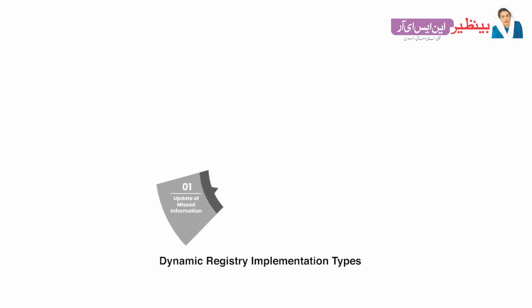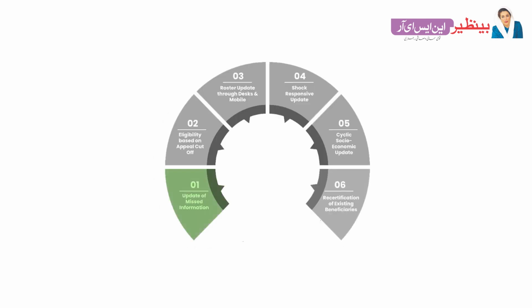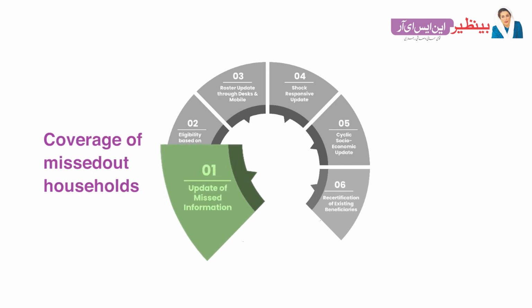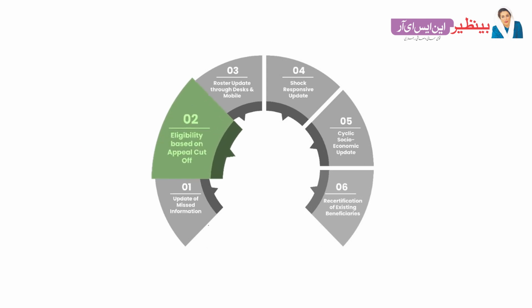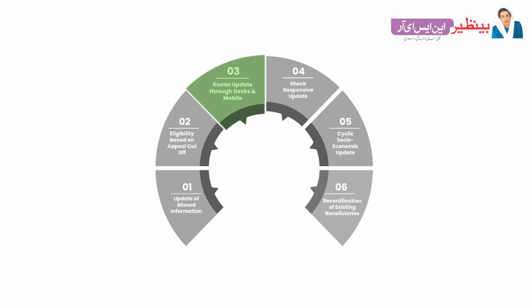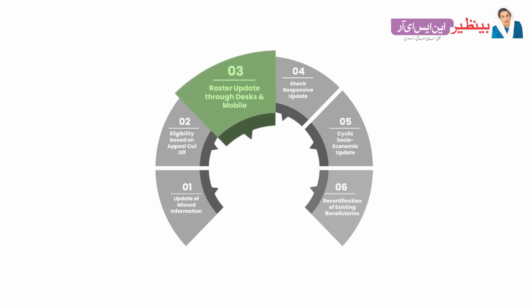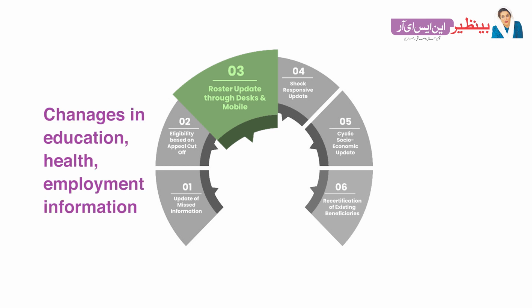It has 6 distinct functions which cover all possible scenarios of data collection. The first function of implementation provides coverage of missed out households. The second function provides an appeal mechanism for extremely vulnerable community groups such as households having a widowed member or elderly individuals. The third function of dynamic registry provides a mechanism to frequently update demographic information such as marital status, disability, the inclusion of newly born children, and changes in the education, health, and employment information.